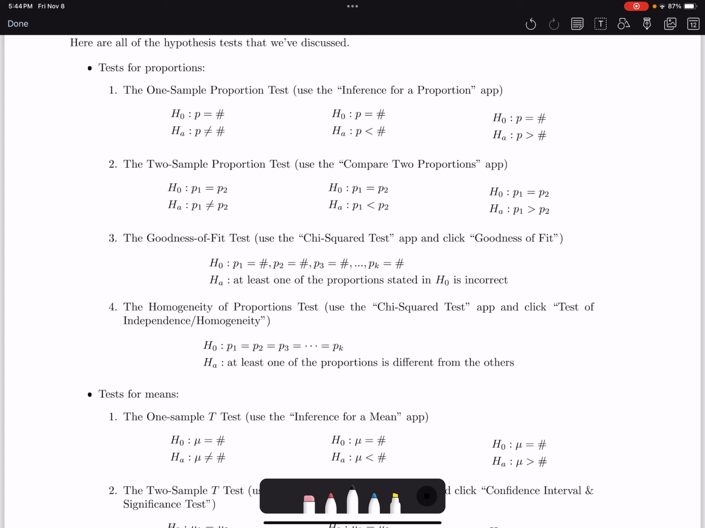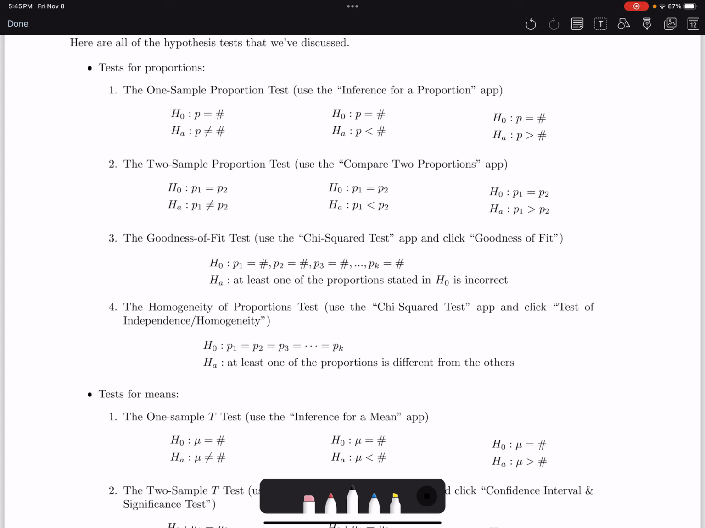In ArtofStat, you would use what's called the chi-square test app, and then click on the goodness of fit option along the top menu. The goodness of fit test is a generalization of the one sample proportion test, in the sense that your null hypothesis will be that P1 equals some value and P2 equals some other value, and so forth. And all of these proportions in the goodness of fit are coming from a single sample. So it is a one sample test. It's just that you're testing multiple proportions from that sample, right? So that's the goodness of fit test.